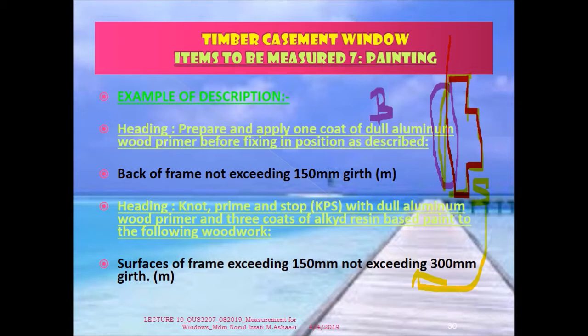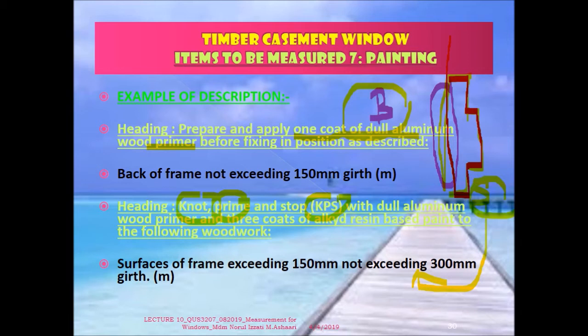Why do we need to measure separately? Because at the back of the frame, we only need to apply one coat of the aluminium wood primer because this one is not exposed. But once the surface of the frame is exposed, because the surface of the frame is normally exposed, we have to do knot, prime and stop. That means we have 3 coats of the aluminium wood primer and 3 coats of the alkyd resin based paint to the following woodwork. So basically the type of painting is different for the back of the frame and for the surfaces of the frame. That's why you have to measure separately.